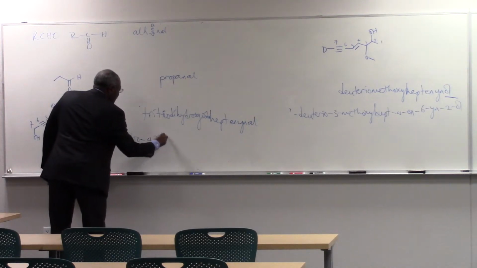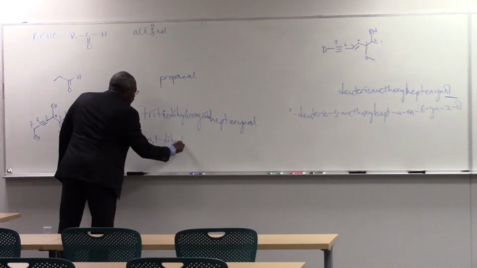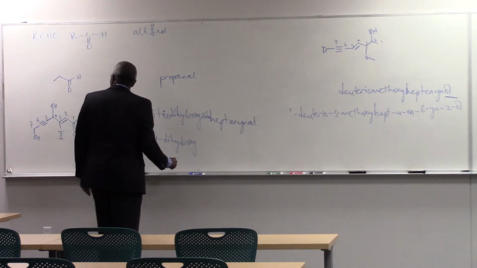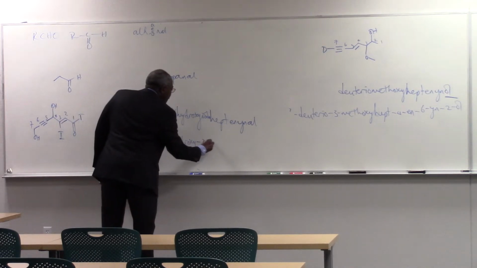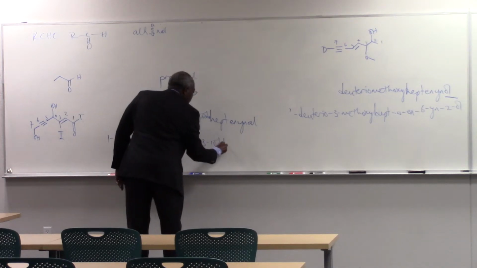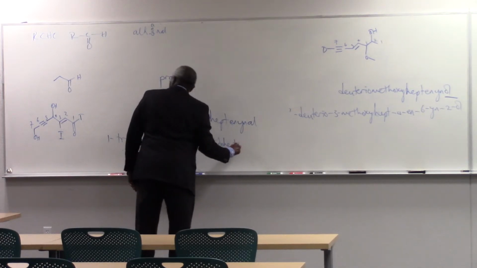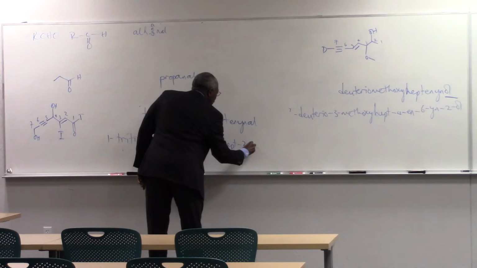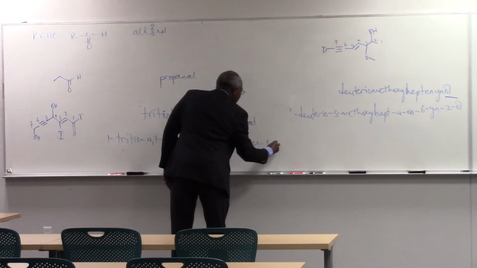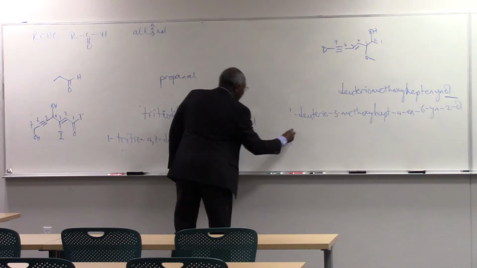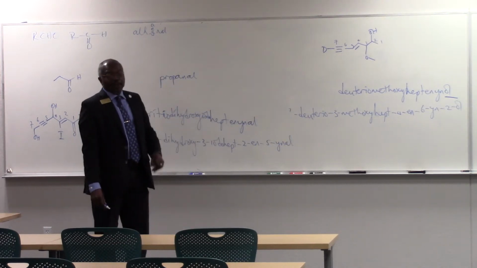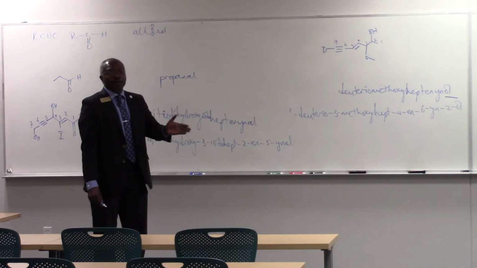4,7-dihydroxy, 3-iodo, hept-2-en-5-al. I do not need a locant for the al. If we're an aldehyde, we are carbon 1.